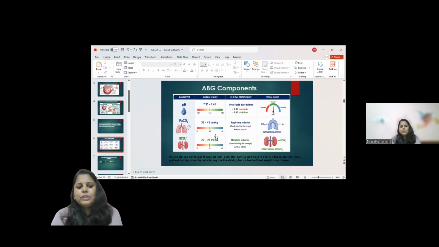For NCLEX tips, don't forget to look at the partial pressure of oxygen, 80 to 100 mmHg, that is normal. If the SpO2 is less than 95, it is low. The patient has hypoxemia, which may be the driving factor behind the respiratory problem.